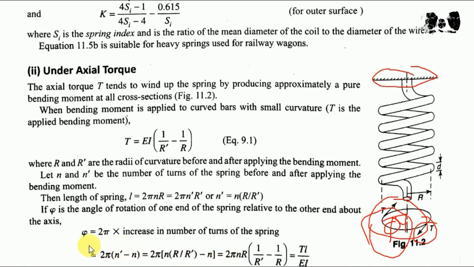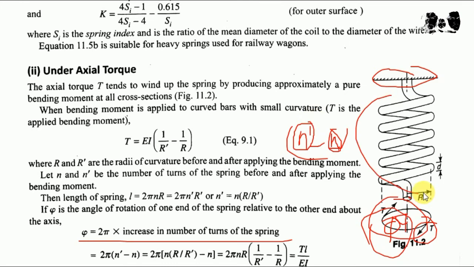It is easily found by this formula: 2 pi multiplied by the increase in the number of turns of the spring. So how much is the increase in the number of turns? It is simply n dash minus n, where n is the initial number of turns and n dash is the final number of rings or coils in the spring after applying the torque T. So this much is the increase in the number of turns in the spring by applying torque.